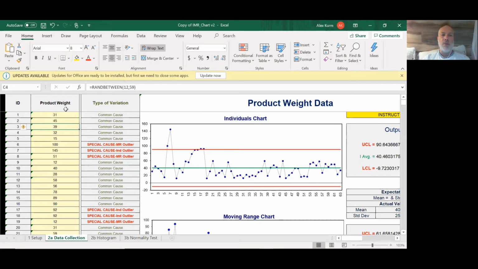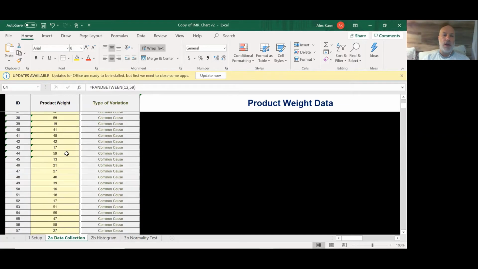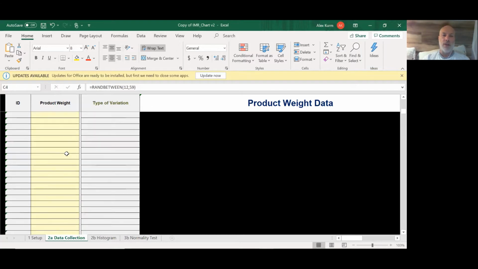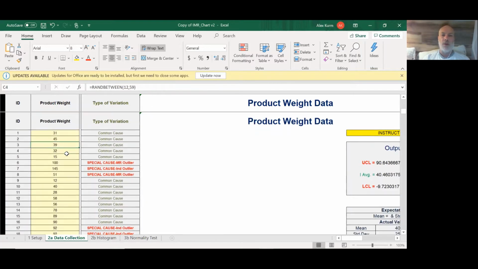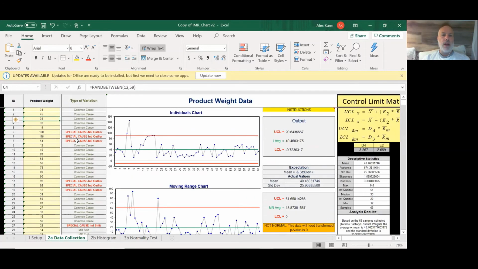Okay. As you pop in your data here, you can paste it in or whatever you want to do, and you can basically pop in a lot of data here. Okay, so I've only got in about 63 data points. Let me just zoom out a little bit. And when you do that, it automatically populates the data onto this ImR control chart. Okay, so individuals and moving range control chart.